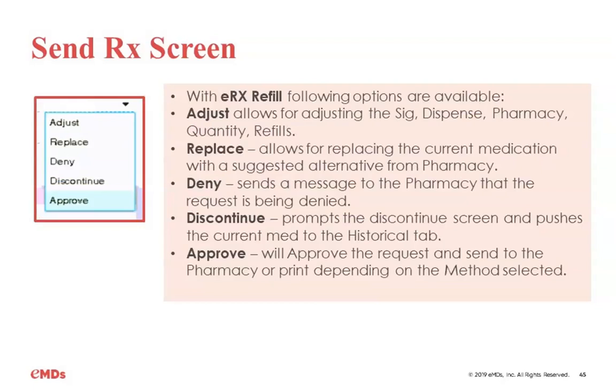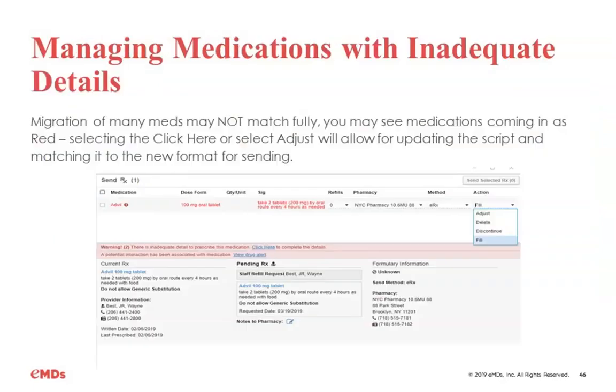Looks like we're getting down on time. Deny, discontinue, and approve information that pulls in. So I can deny it and send it back there, or I can approve it and just send it on its way out there depending on what I want. So the other thing, when I just brought this up, is in the SendRx.